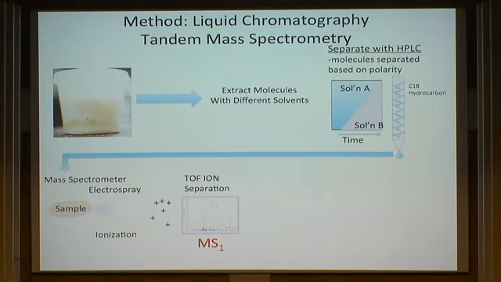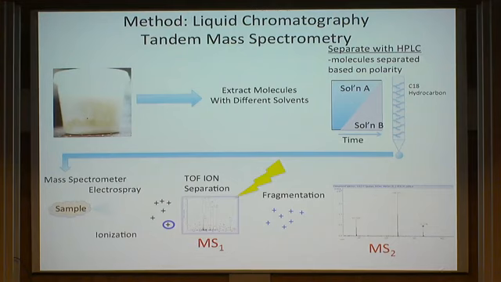What's special about this type of mass spectrometry is that it's tandem mass spectrometry, so we can isolate these ions and break them apart. So we separate them by their polarity, measure their mass, and then break them apart and measure the mass of their pieces, giving us this MS2, basically the size of the pieces of the molecule.